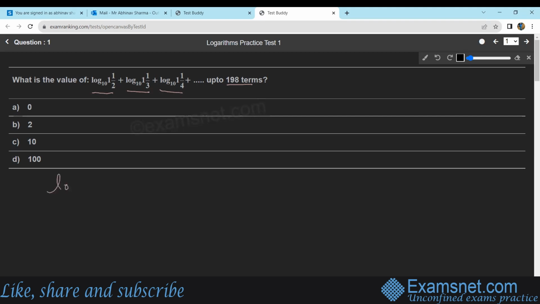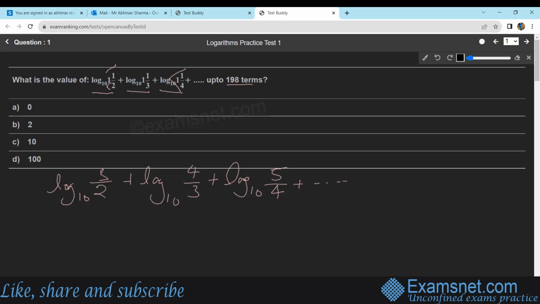So the first thing is, log base 10 of 1 and 1/2 can be written as 2 plus 1 is 3, so it can be written as 3 by 2, plus again the log base is still the same, base 10. The next number is 1 and 1/3, which is 3 plus 1, 4 by 3, plus log base 10 again the same. Now the number is 4 plus 1, 5 by 4. So we write 5 by 4 for the next one, and this will keep on continuing till the 198th term. That's what they're asking for.